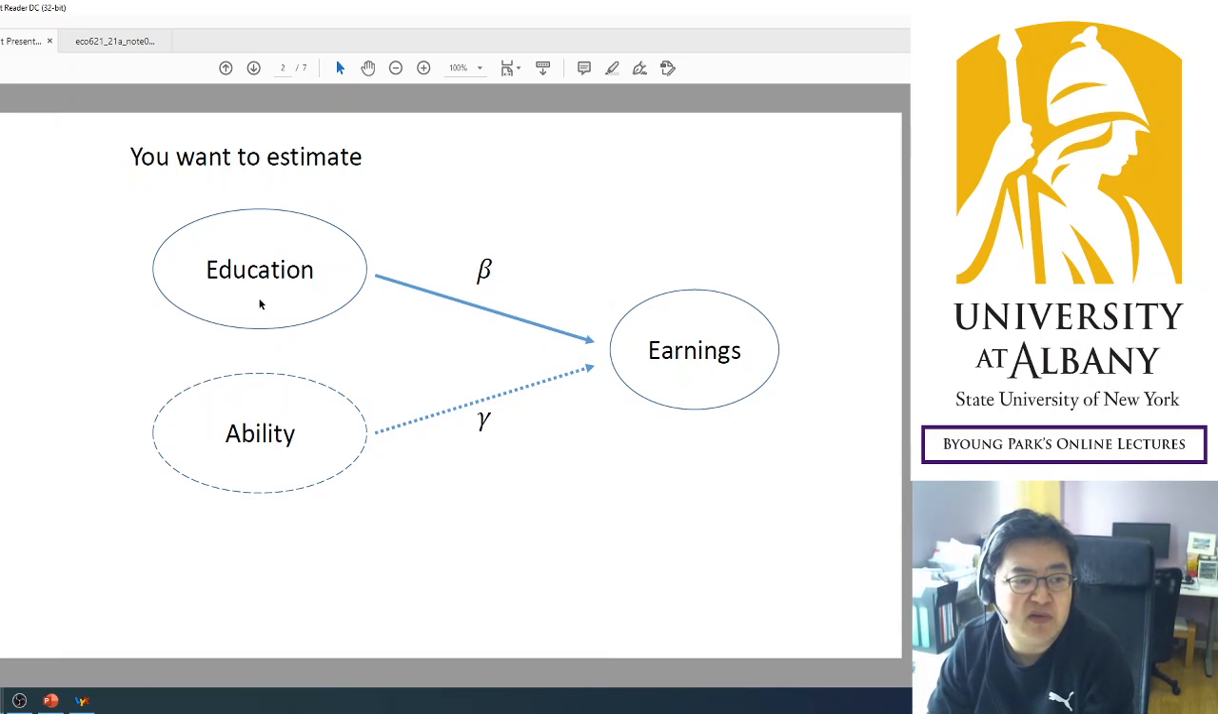Then the problem here is, okay, you cannot observe ability, but still, if you could estimate beta, that would be fine. You are interested only in beta, not in gamma. Then would it be fine? No. You want to estimate beta, and the problem is in ability. Ability is not observed, and so even though education is observed, beta is not correctly identified.